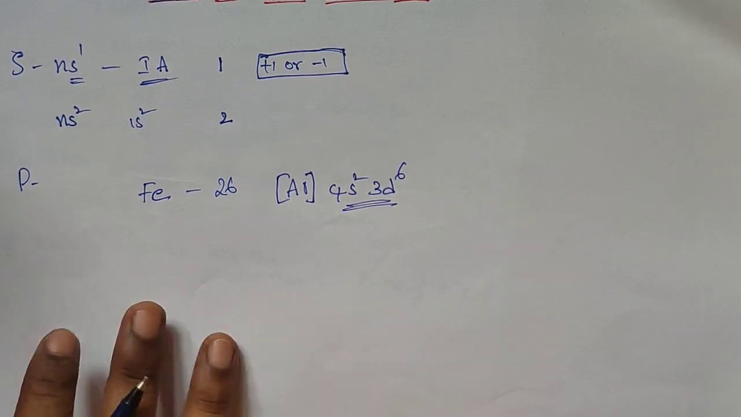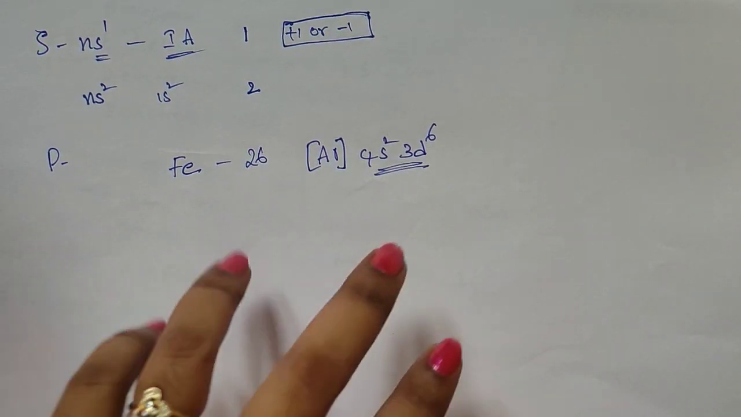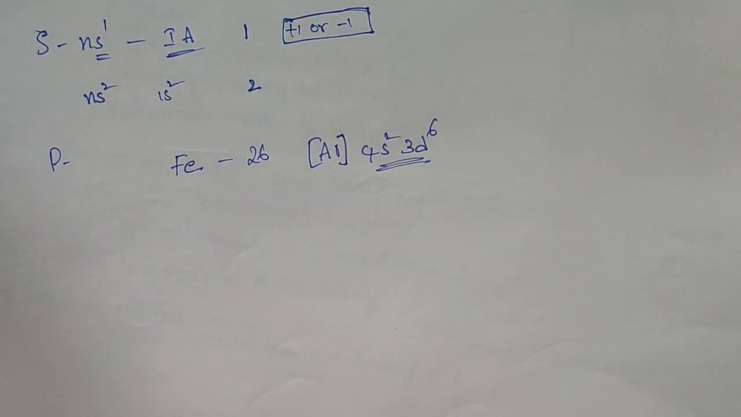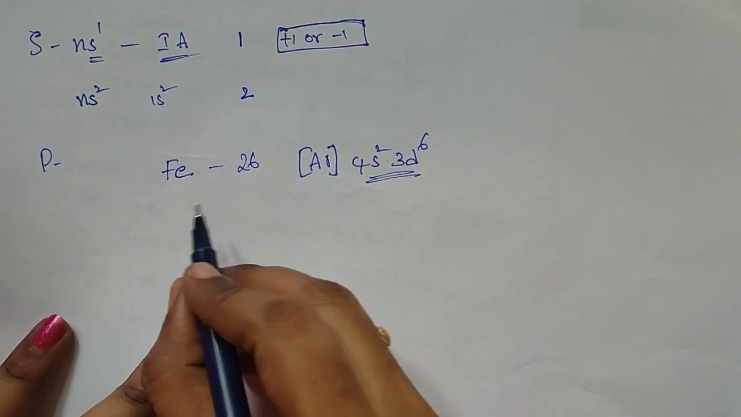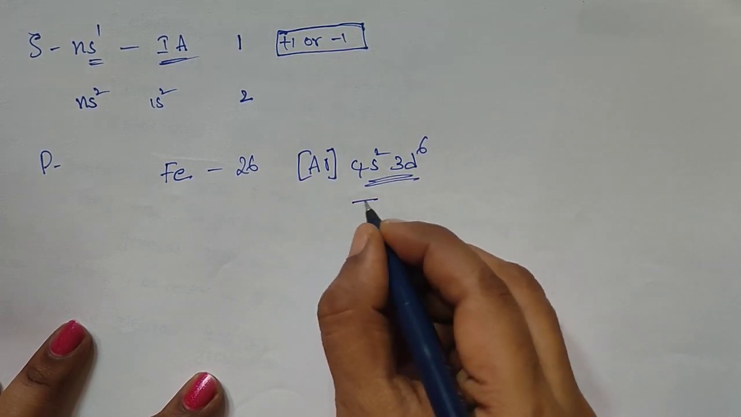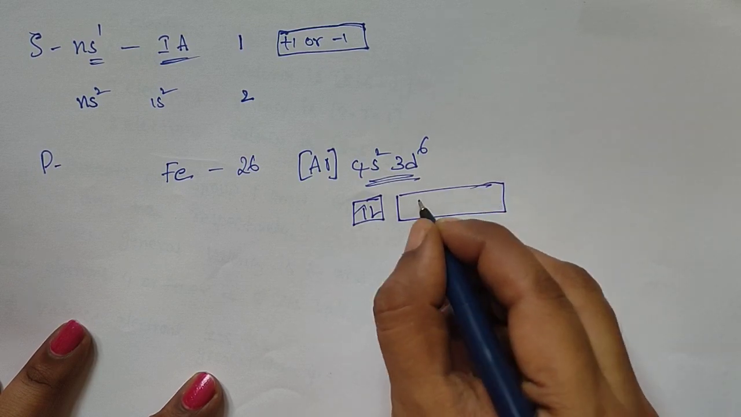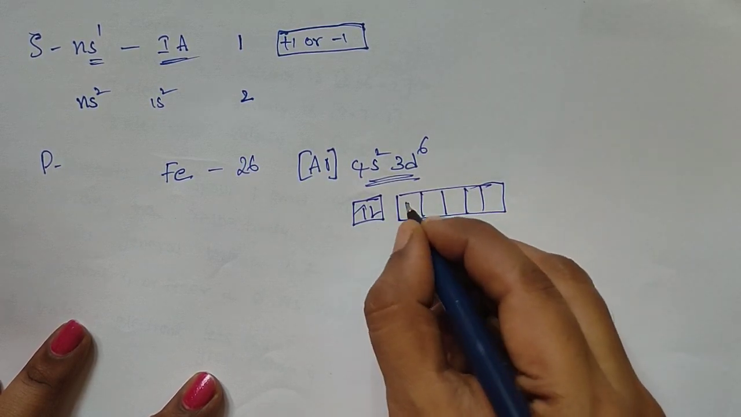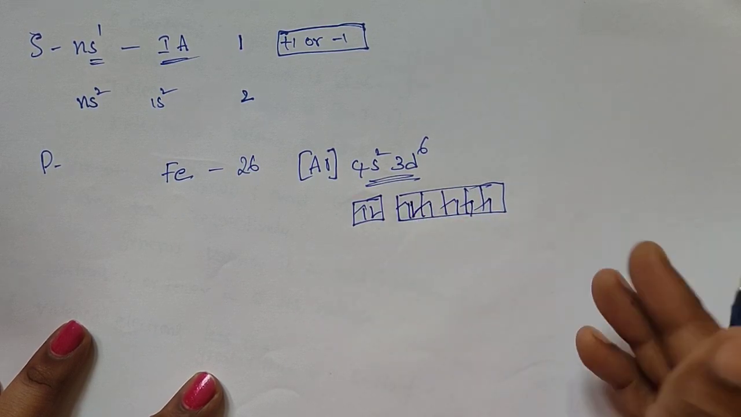Here I am also introducing one trick to you. It's very easy to identify the valency electrons for the d orbital. This one we'll discuss later. Now we'll finish this first. See, 4s2, 3d6. In 4s2, there are 2 electrons, and then here how many electrons? 1, 2, 3, 4, 5, 6.